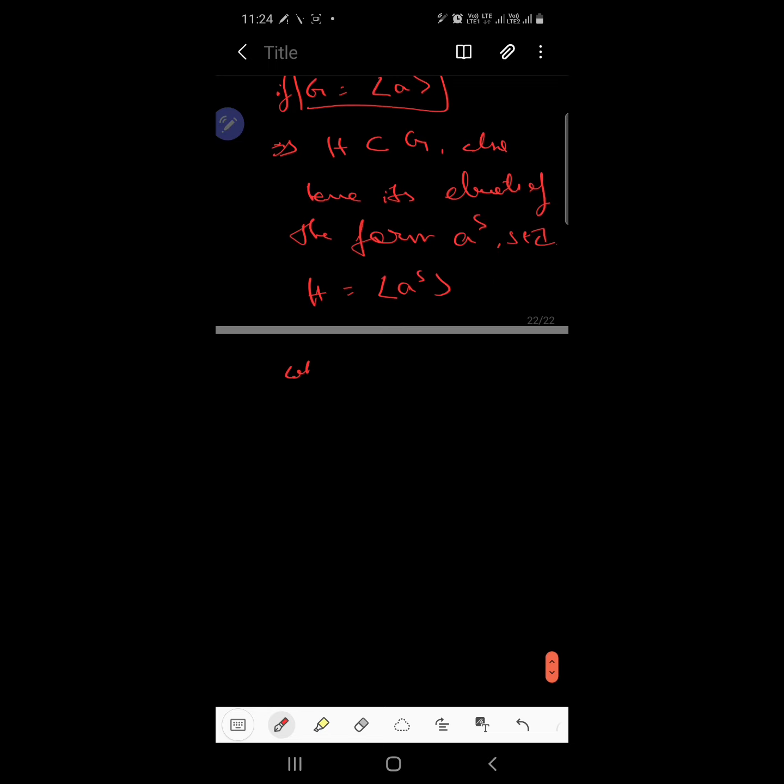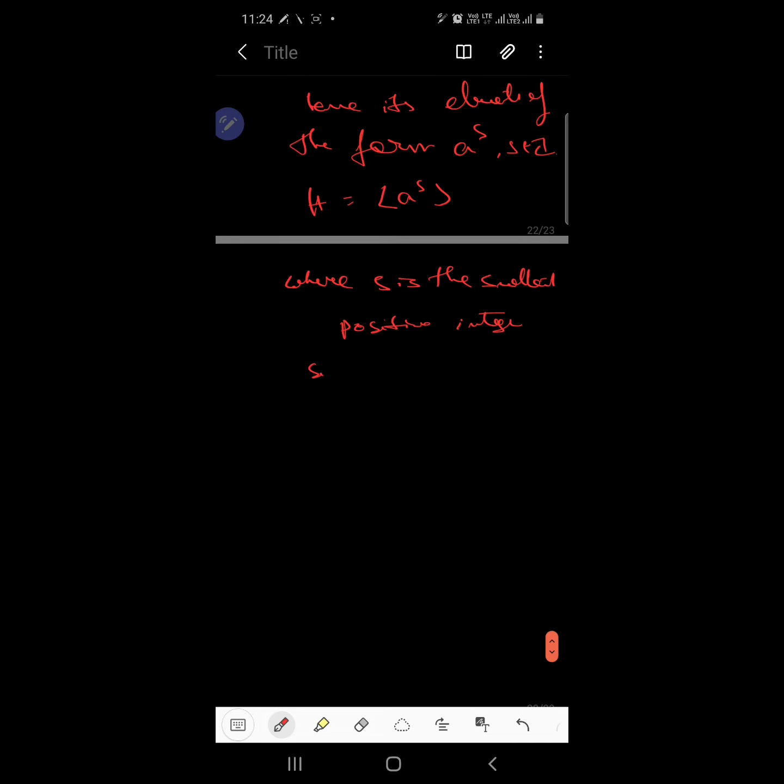So we just need to prove that H is generated by some element a to the power s, where s is the smallest positive integer such that a to the power s belongs to H. Now how can we do this? To prove this particular thing, we can pretty easily use the theorem, or the way we proved that if the order of a is n and a to the power k is equal to e, then k will be an integral multiple of the order of a, right? So we can do this like this.